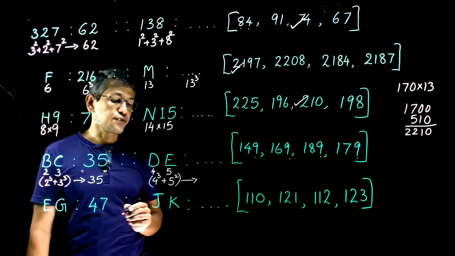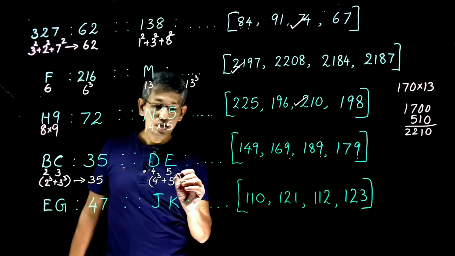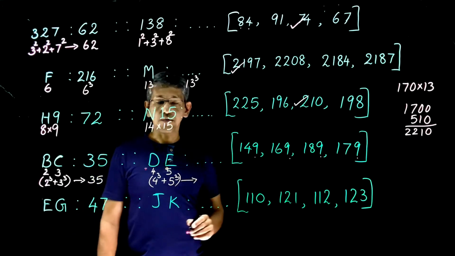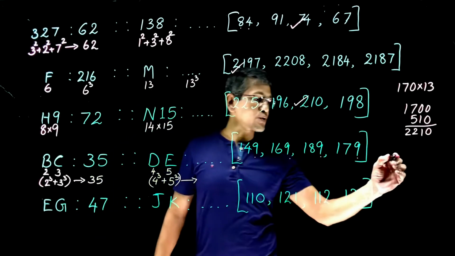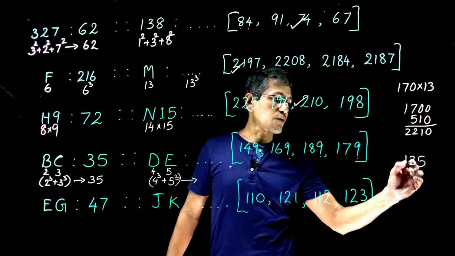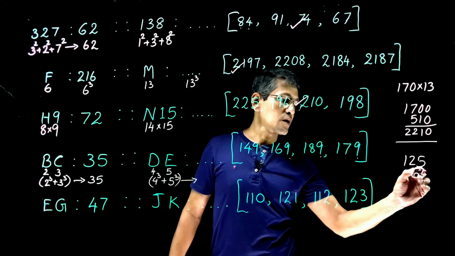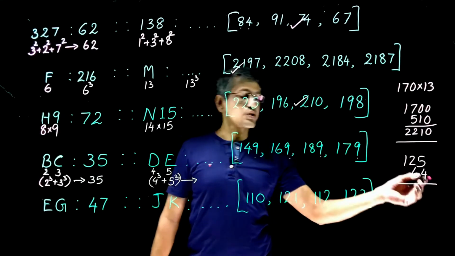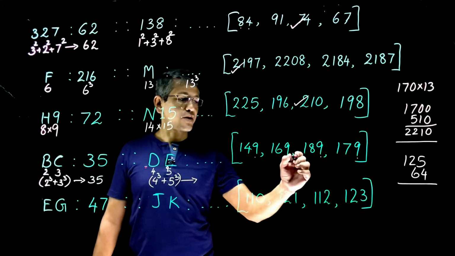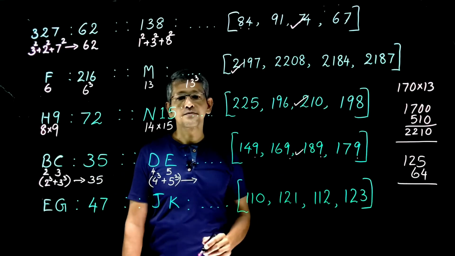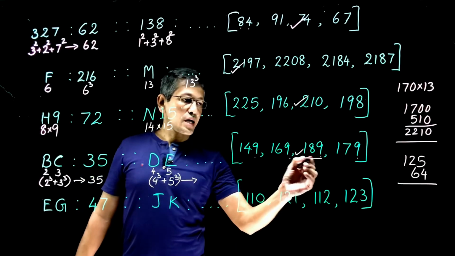4 cube is 64. So this is 5 cube. Yeah, 5 cube is 125. So 125 plus 64. What do you have there? The last digit is going to be 9. So it's 189. See that? Answer right here, 189. So that is going to be the answer for this question.